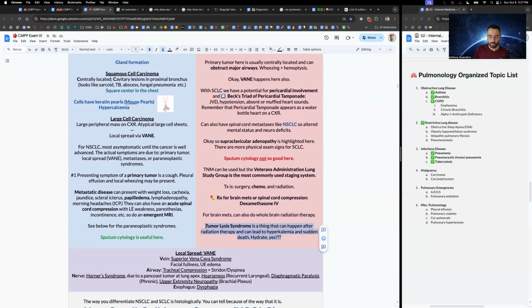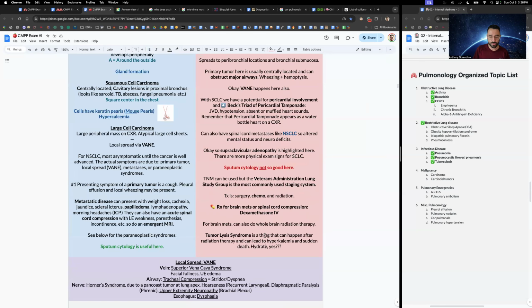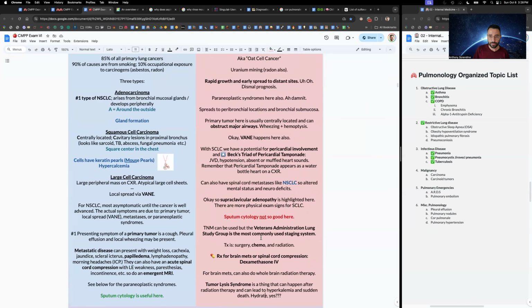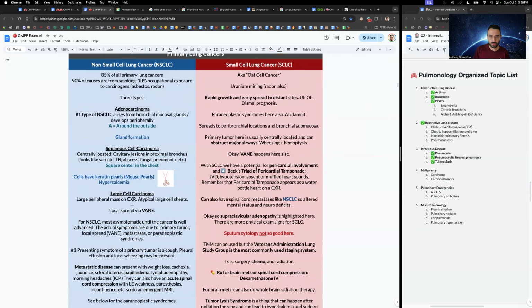This is a big one. You'll learn about this in HEMONC. So tumor lysis syndrome can cause a lot of electrolyte abnormalities. The way to prevent this is just hydration. So you want to do hydration. Smoking is a big risk here. So non-small cell more commonly.